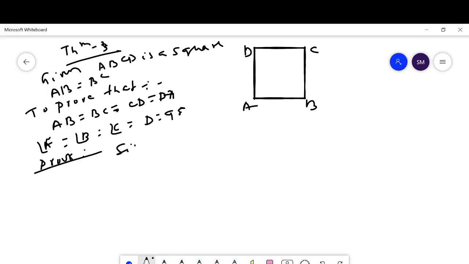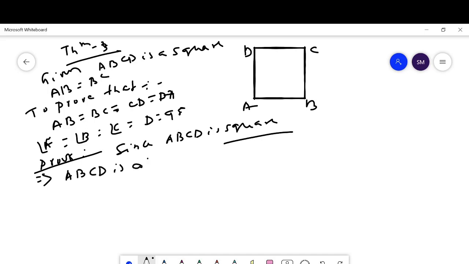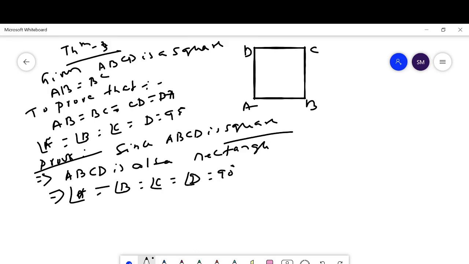Since ABCD is a square, then ABCD is also a rectangle. As we know that all squares are rectangles, as ABCD is a square, which implies ABCD is also a rectangle. If ABCD is a rectangle, which implies, as we proved in theorem 1 or property 1, then angle A is equal to angle B is equal to angle C is equal to angle D is 90 degrees.